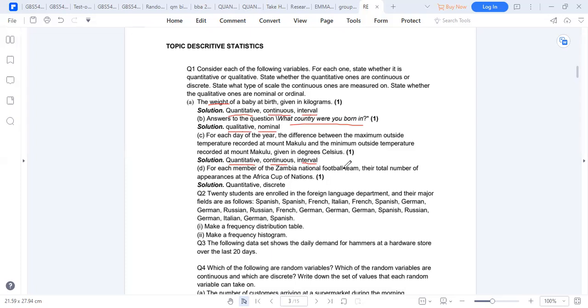For each member of the national team, their total number of appearances at the Africa Cup. So you can count the number of times. So these ones are quantitative, but discrete. You can't say we have appeared at the national Africa Cup 2.5 times. It's either a 2 or a 3. Are we together so far on the types of data and how the questions come in that context? Yes.